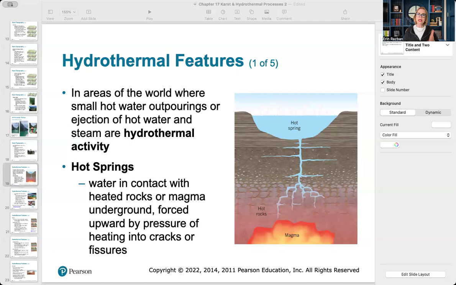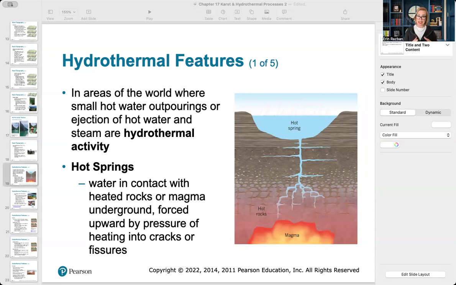Okay. So what is hydrothermal activity? Hydrothermal activity refers to the outpouring or ejection of hot water, often accompanied by steam. This activity typically manifests as either hot springs or geysers. Hydrothermal features form when groundwater seeps into the Earth's crust, where it is heated by nearby magma or hot rocks.